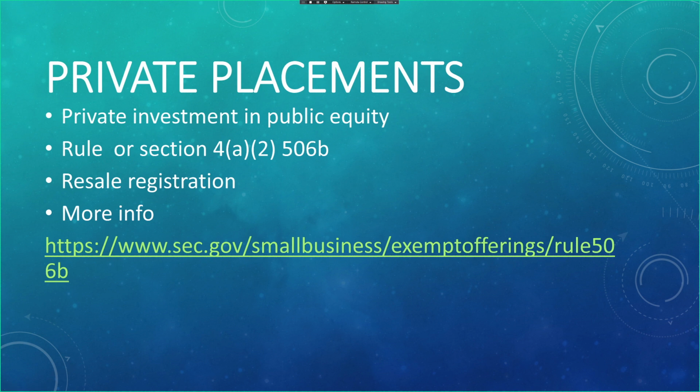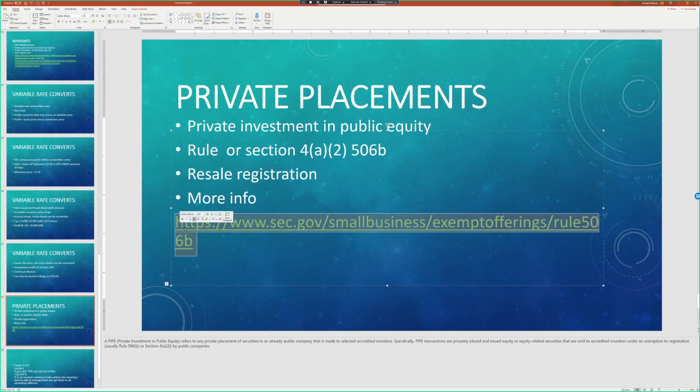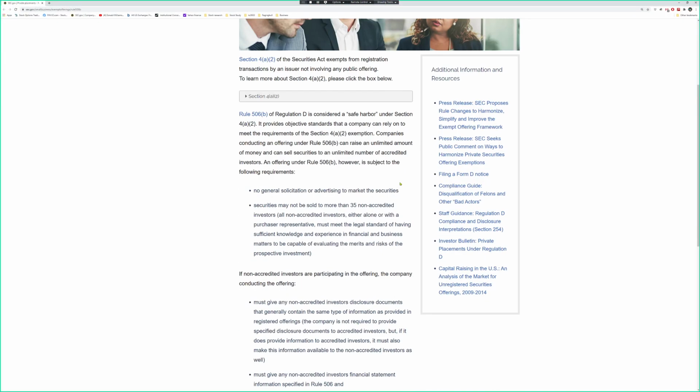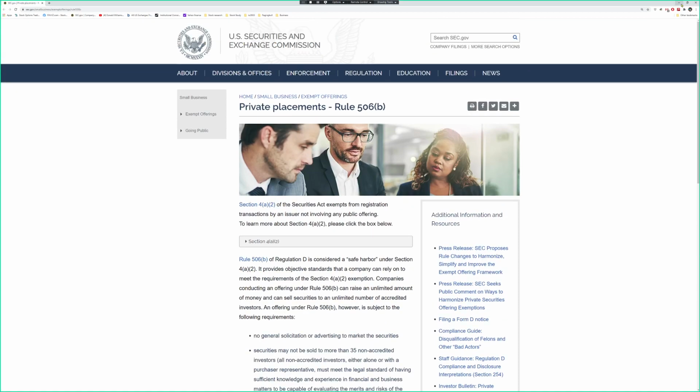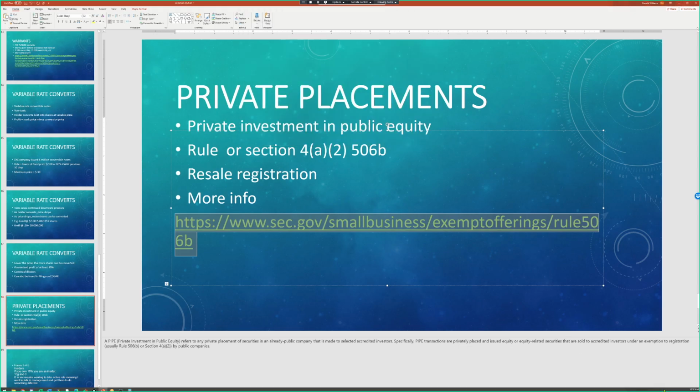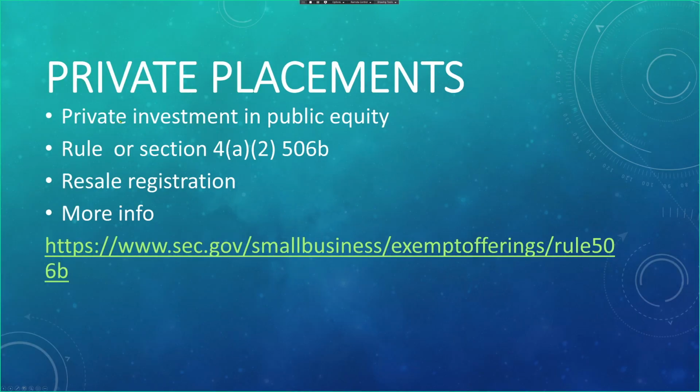Right, exactly. So a private placement. These are referred to as PIPEs, private placements, right? PIPE stands for private investment in public equity. You can just Google this, right? Here, this link will pull up something that talks about PIPEs. You can read it and go over it, but just a real brief explanation is that it's a resale registration.